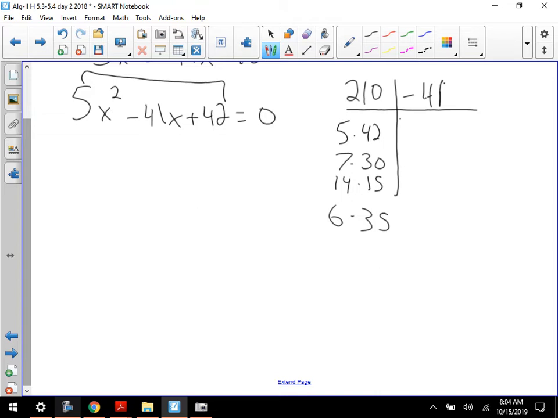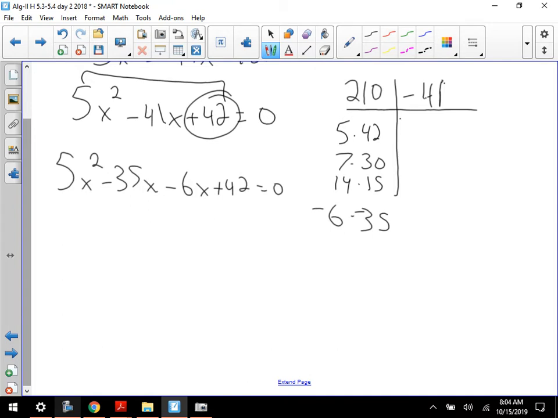Because both of them can be negative. The reason that they both had a negative is because the last one was positive. So even though it took an extra second to figure out and fish around for it, we found it. 5x squared minus 35x minus 6x plus 42 is 0.